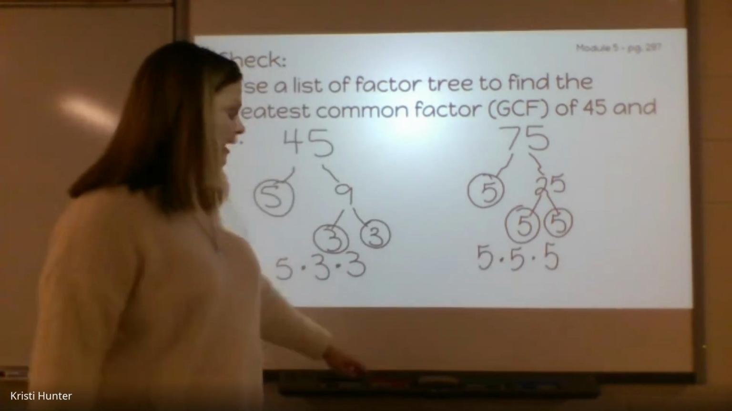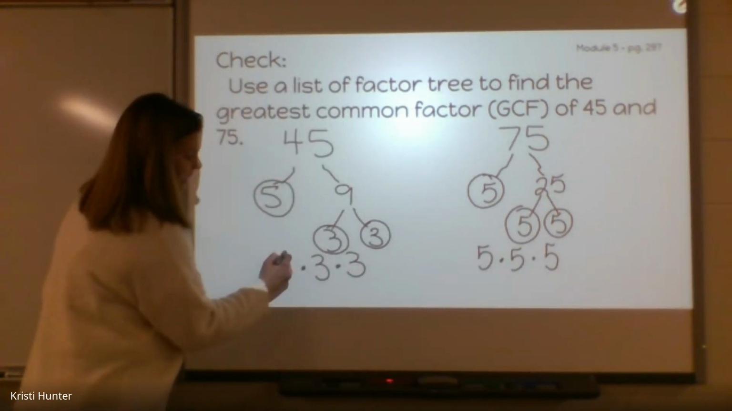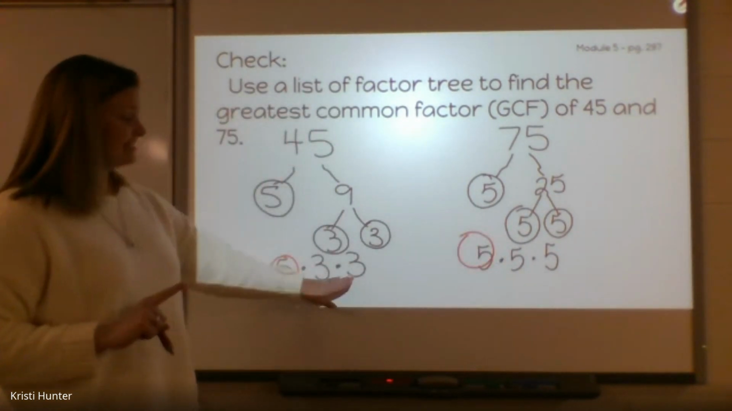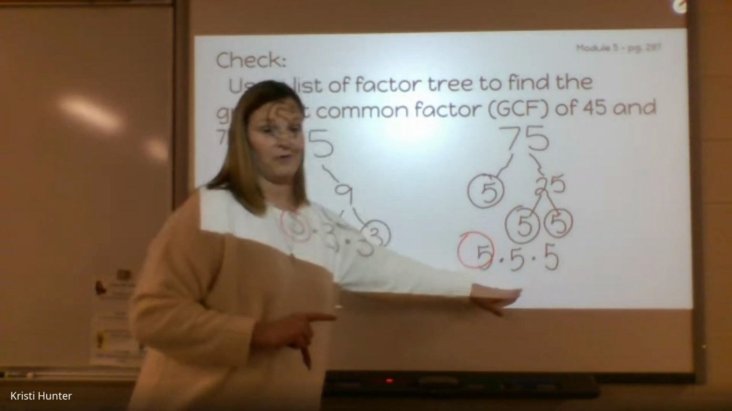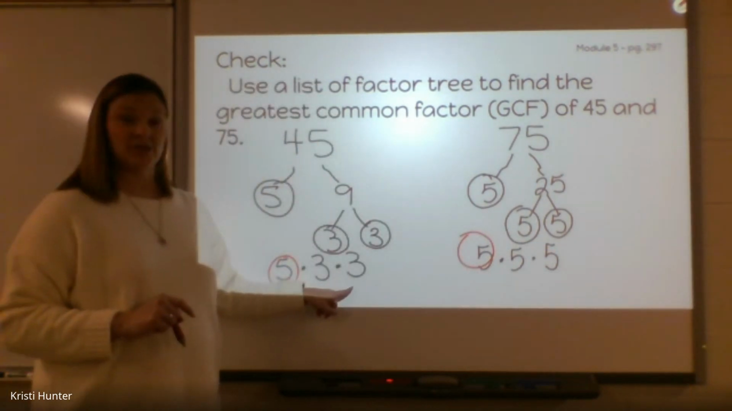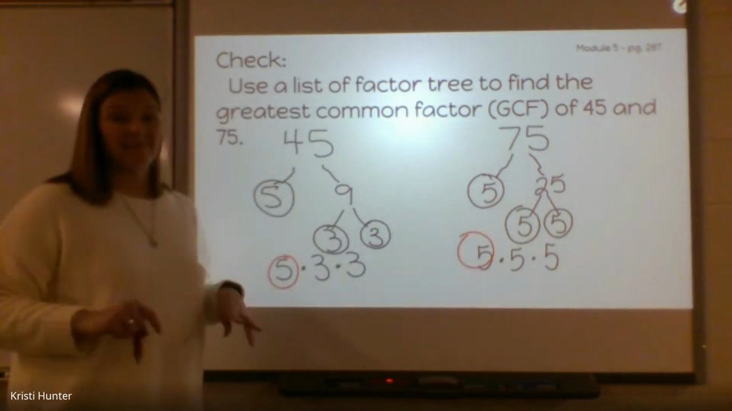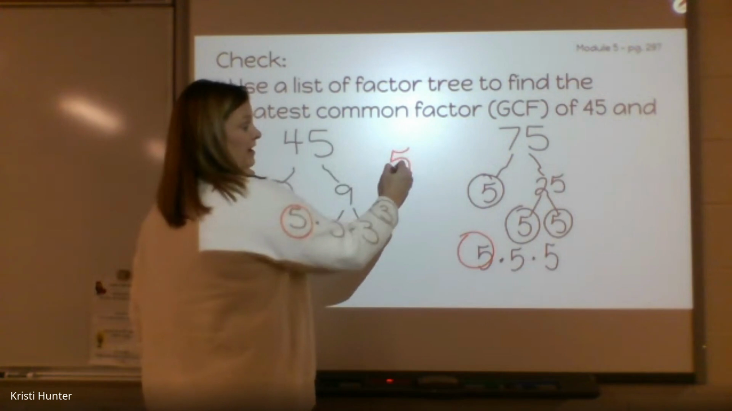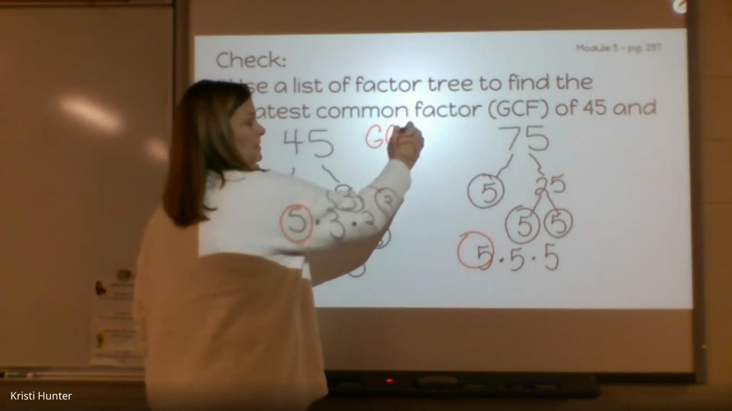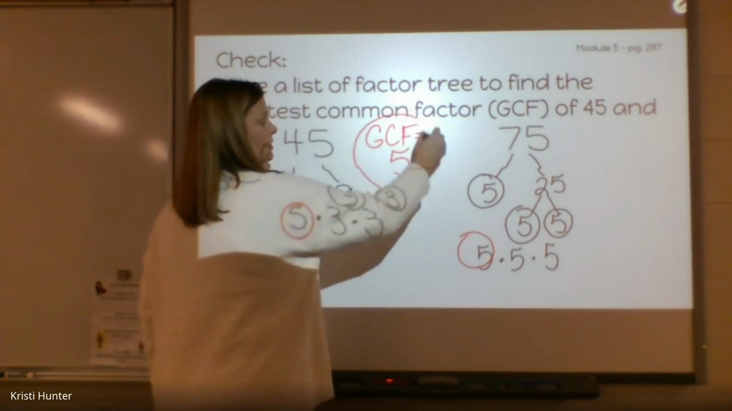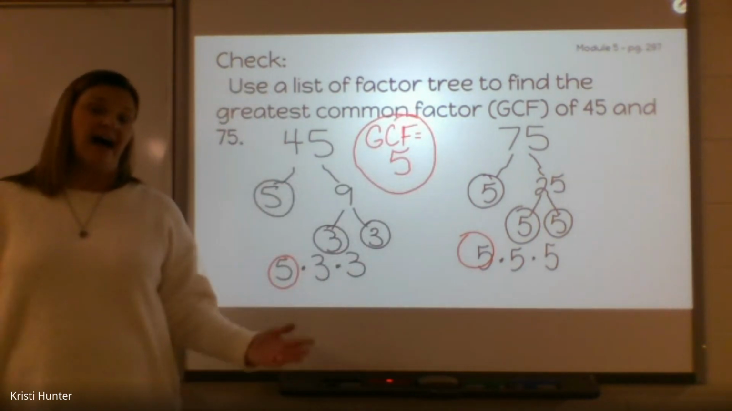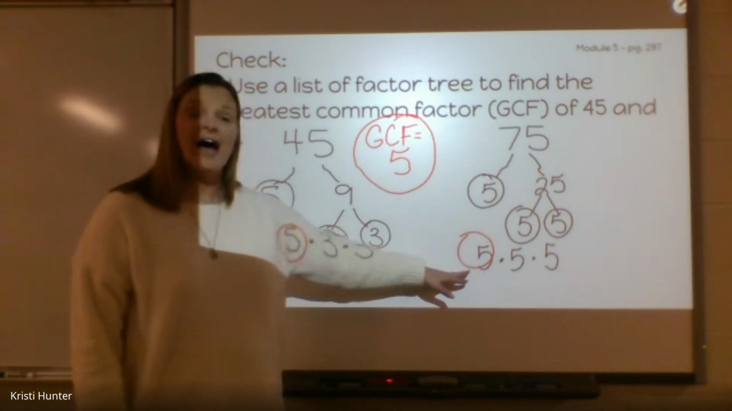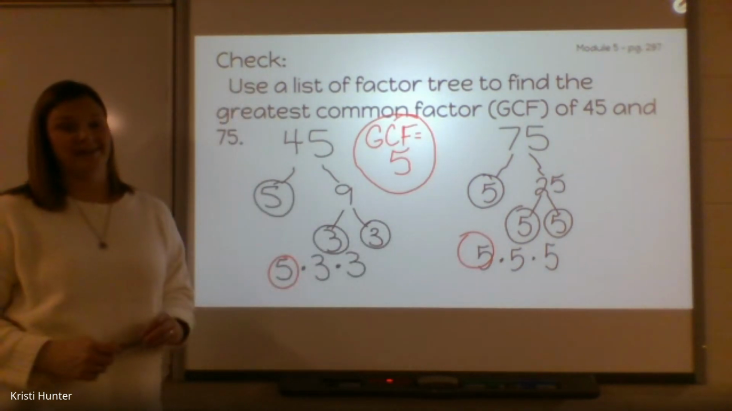So then when I look again, they both have a 5 that they share. Just one, no. This side of the problem doesn't have any more 5s. This side has 3s, but this side doesn't have any. So the only number that they both share is a 5. So the greatest common factor of these two numbers is just a 5. It's a pretty small number because there's only a 5 that they both share.